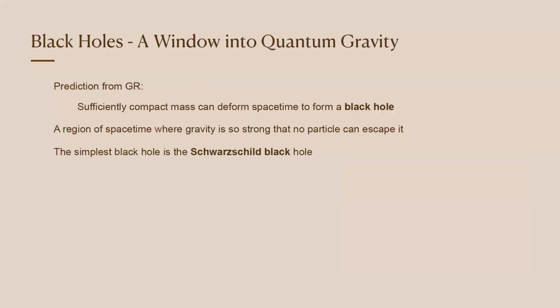Okay, now coming to GR and black holes. Black holes can provide a window into quantum gravity. The prediction from GR is that a sufficiently compact mass can deform space-time to form a black hole. A black hole is a region of space-time where gravity is so strong that no particle can escape. The simplest black hole is called the Schwarzschild black hole. It's a spherically symmetric black hole.